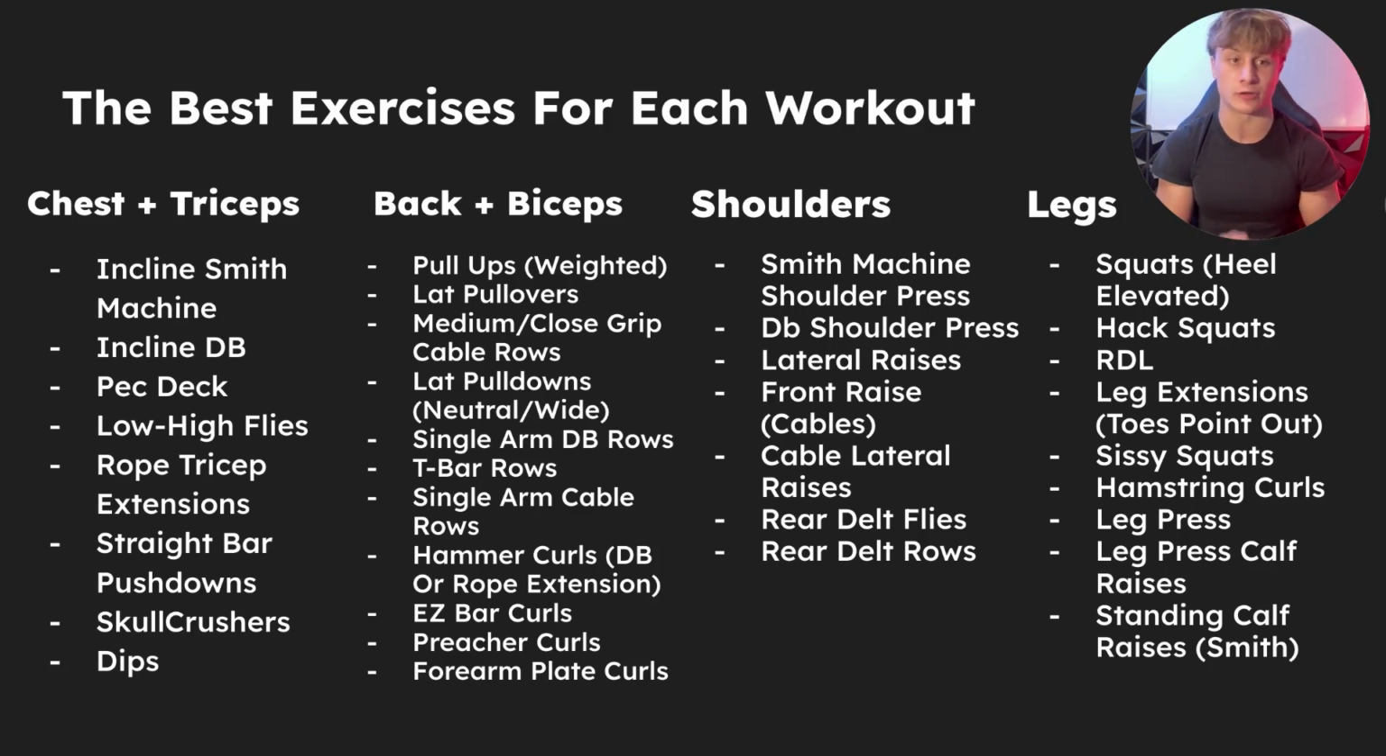For your back and biceps, you have your pull-ups. These are going to be the bread and butter movement of back, right? This really allows you to develop that complete physique, is doing the pull-ups, especially if you move into weighted, right? Then you have lat pullovers, going to build that thickness in your lats. You have your medium to close grip rows. You have lat pull downs, neutral and wide grip. You have your single arm dumbbell rows, T-bar rows, single arm cable rows, hammer curls. You get the point, okay?